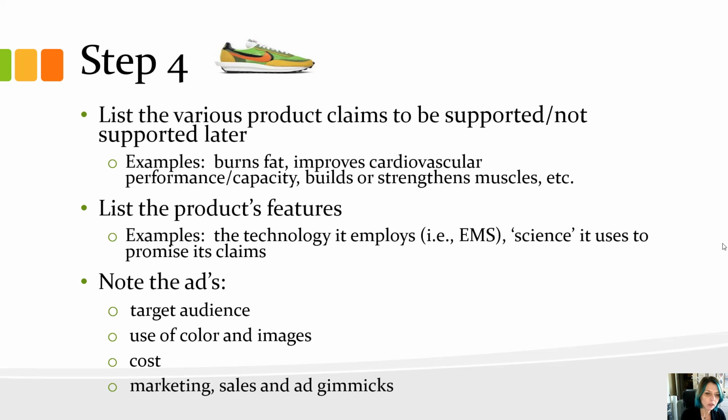You can also list the product's features to find your articles, what kind of technology it employs. For example, the belts, EMS, electronic muscle stimulation. So that's the technology that they're using in the product, so you can find articles relevant to EMS.